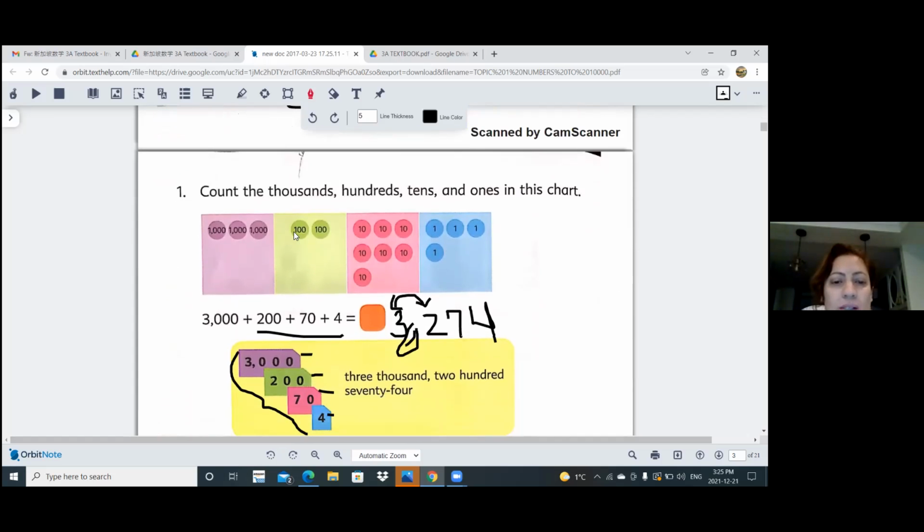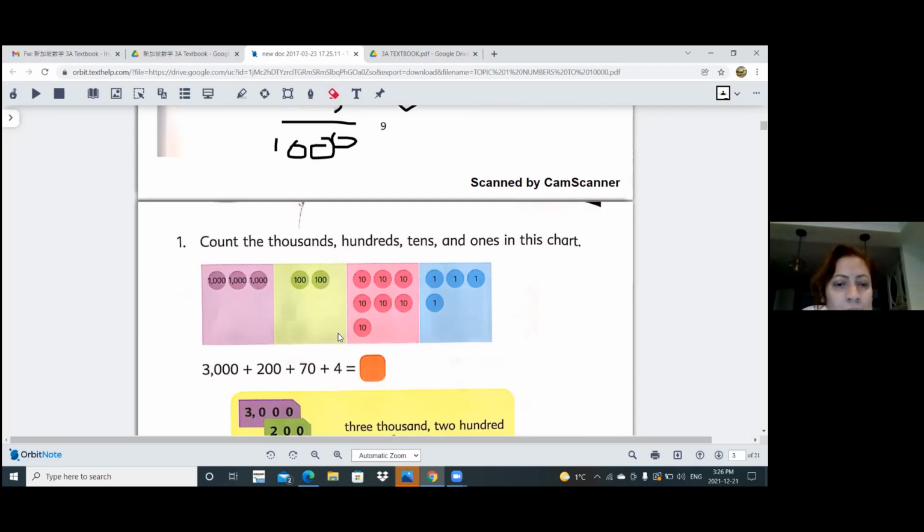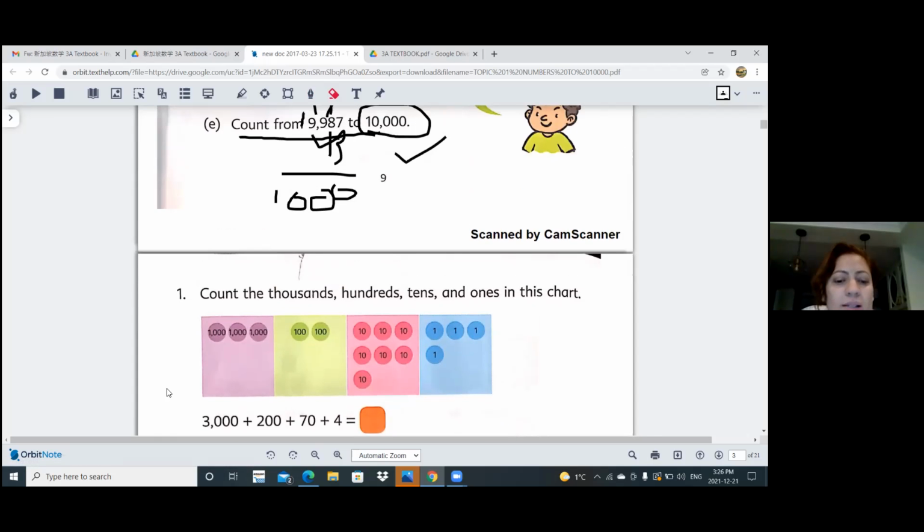It says count the thousands, the hundreds, the tens, and the ones. How good are you guys at counting place value? Are you guys good at it? Michael, what is this number? 3,274. Arthur, do you agree that that's the right number? Yes. Good job. And in fact, it is.